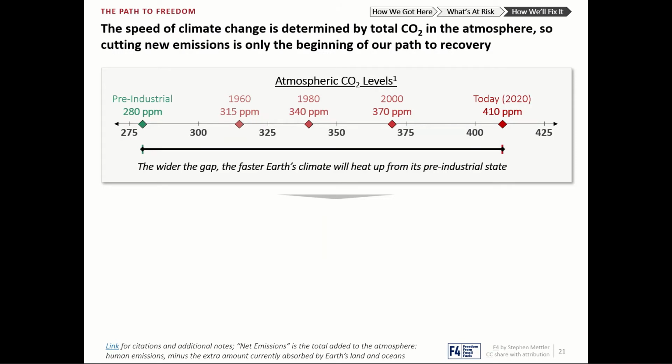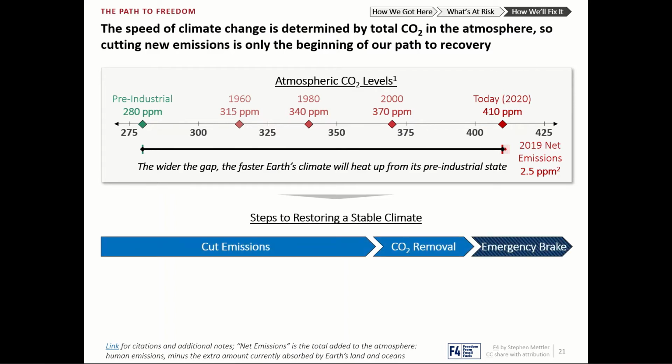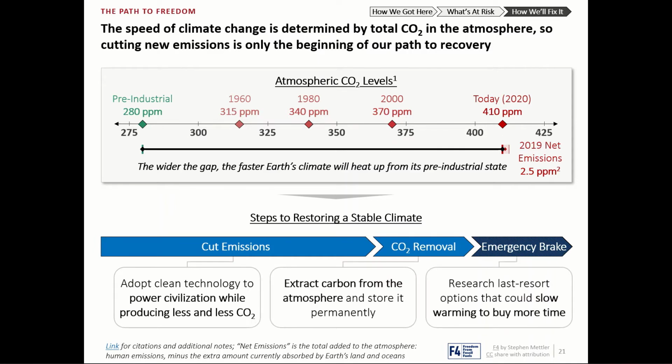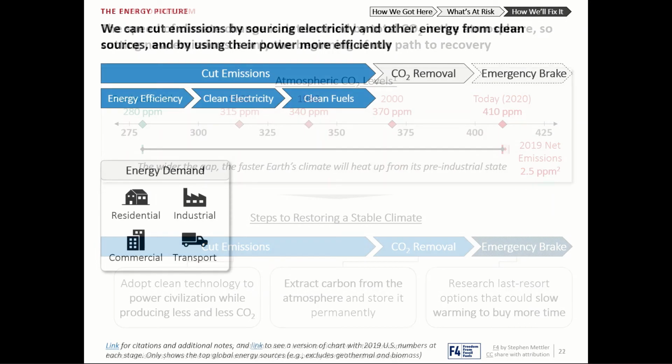So the speed of climate change is determined by total carbon dioxide in the atmosphere. So the amount of emissions we're putting out is just making that gap wider. Even if we cut those emissions to zero tomorrow, climate change will still be getting worse because this gap already exists. So to alleviate that gap, we need to first cut our emissions, then remove carbon dioxide. And there's also some additional options to buy more time that we're going to talk about later.